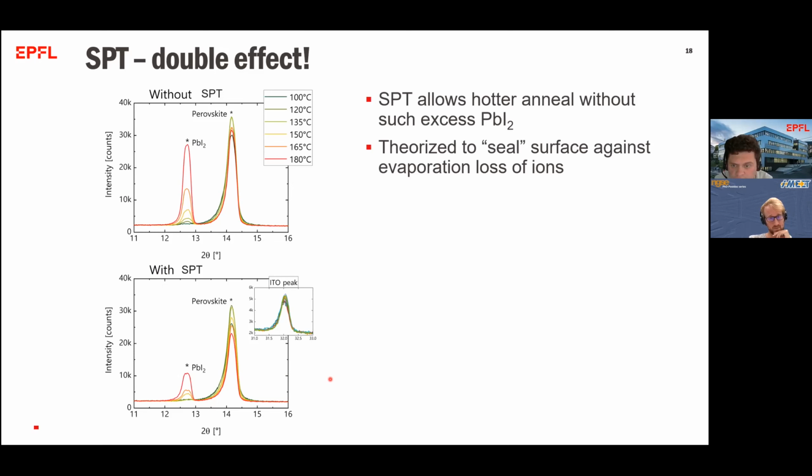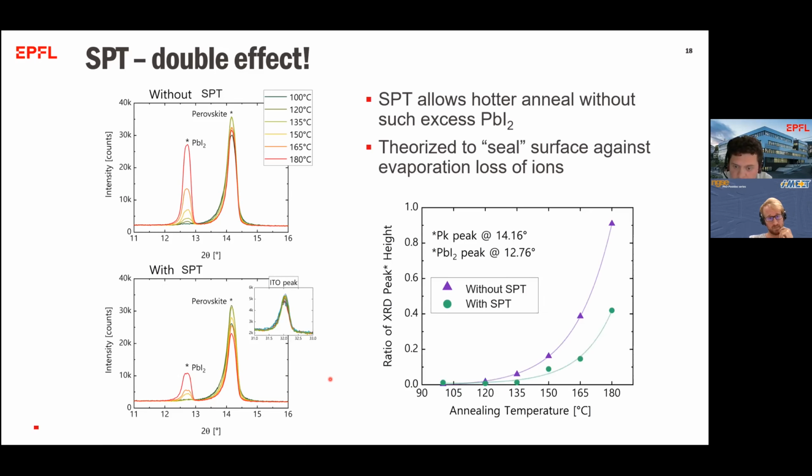To make this a little bit clearer or more quantitative, you can see here the relative peak area, a comparison between the PbI2 and the perovskite for the different temperatures. And clearly with surface passivation, we are more resilient to high temperature annealing.